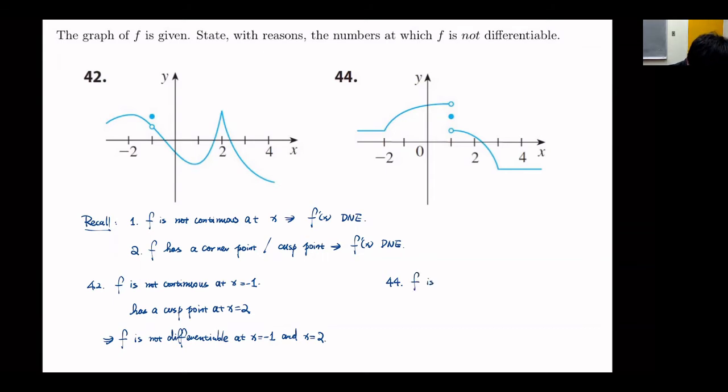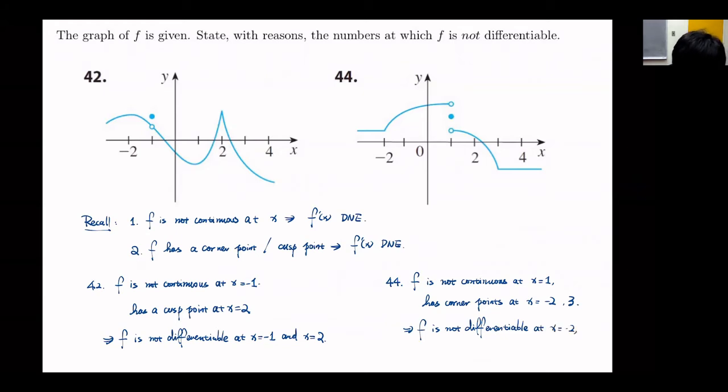So first, f is not continuous at x equals 1. Moreover, it has corner points at x equals -2 and positive 3. So as a result, f is not differentiable at x equals -2, positive 1, and positive 3. All right, so that concludes number 44.